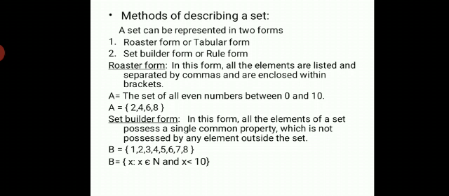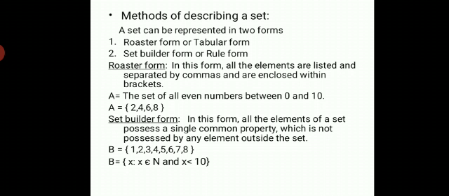Second method, that is set builder form. In this form all the elements of a set possess a single common property which is not possessed by any element outside the set. That is, for example, here B is equal to the natural numbers starting from 1, 2, 3, 4, 5, 6, 7, 8. 8 is the last number here. So within a flower bracket.